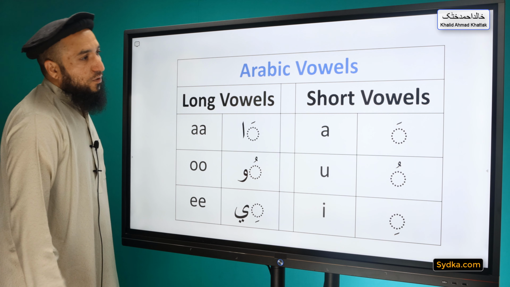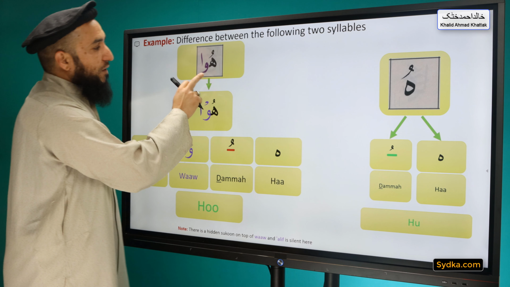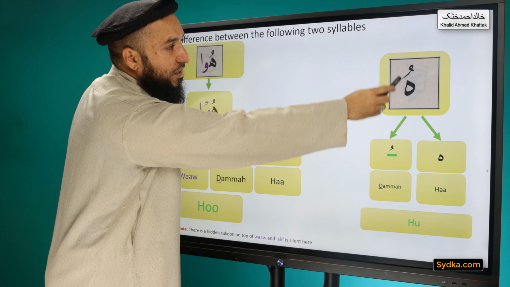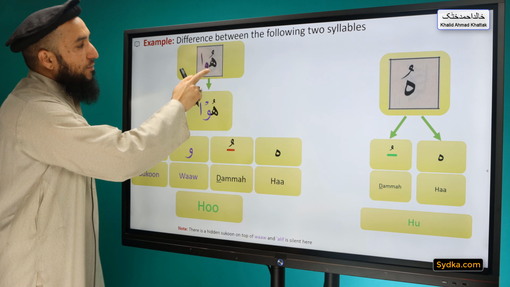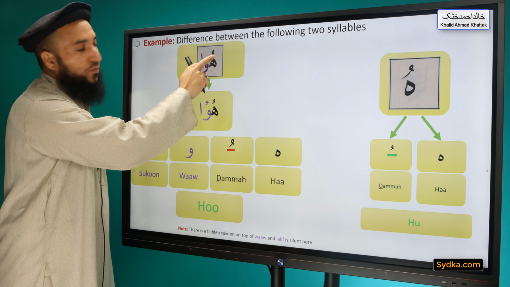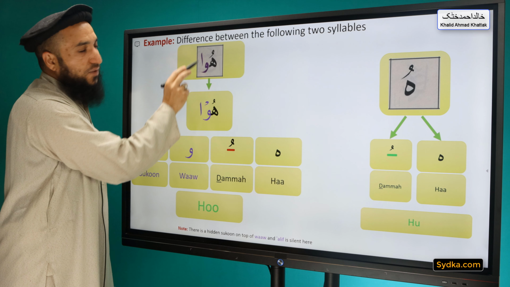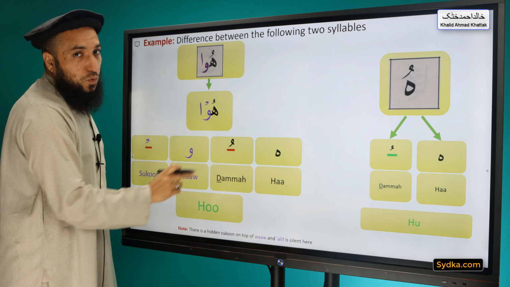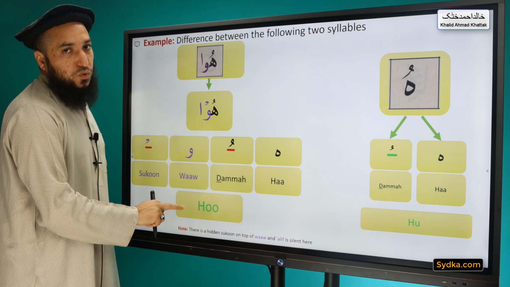That's another harf mad. The difference between these two: we have this structure and this structure. For example, we have ha as a letter and it has dhamma on top of it, so we have to prolong it for one count. Ha dhamma hu. And here we have ha which has dhamma on top of it, but it is followed by waw sukoon. There's a hidden sukoon, and this alif is silent. So ha dhamma waw sukoon hu, two counts. That one is one count prolongation, this one is two count prolongation.